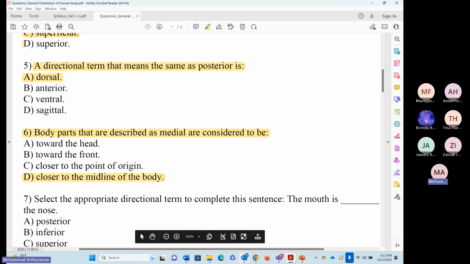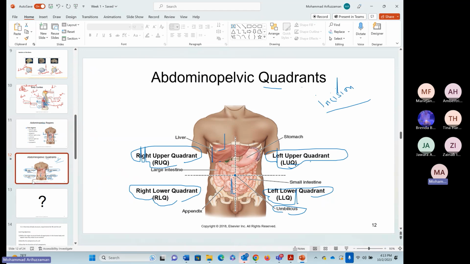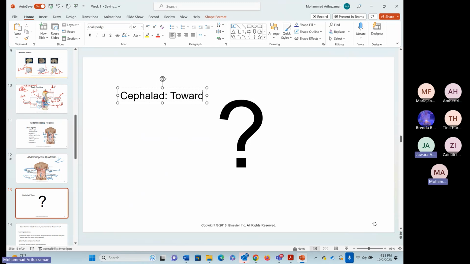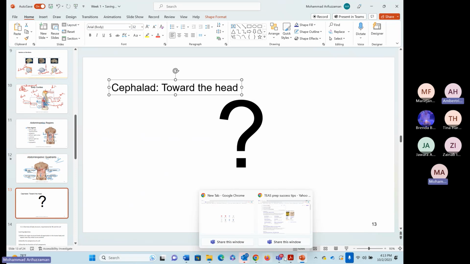So the cephalad means toward the head. Let me write it here. Cephal. You can see here, cephalo means head, and AD means toward. So it means toward the head. That means the upward.